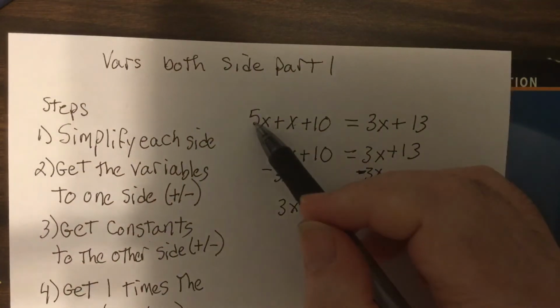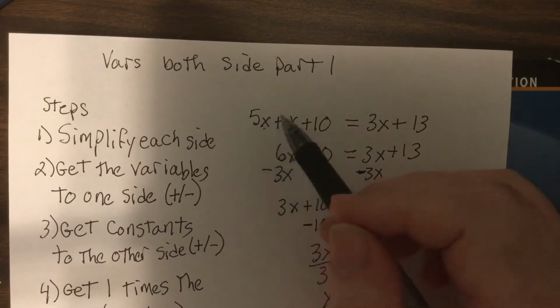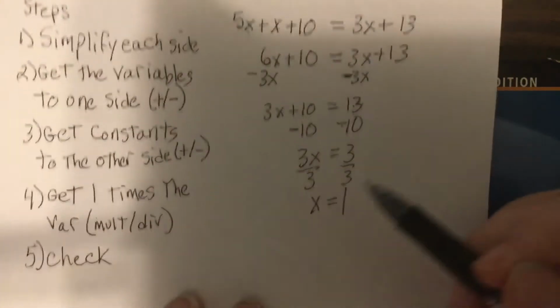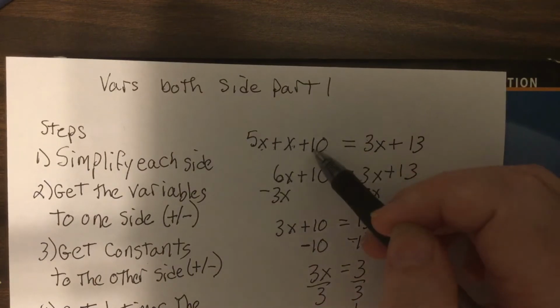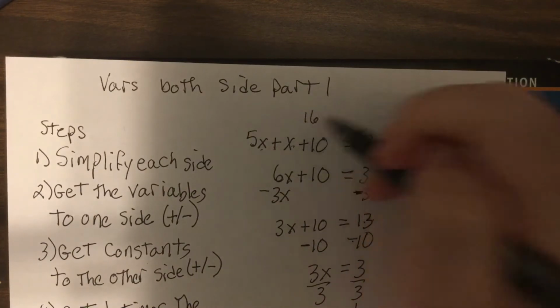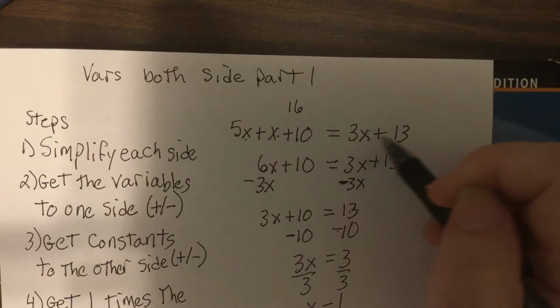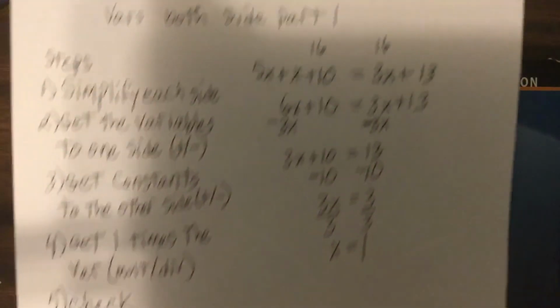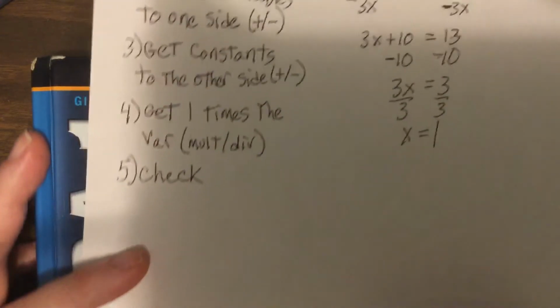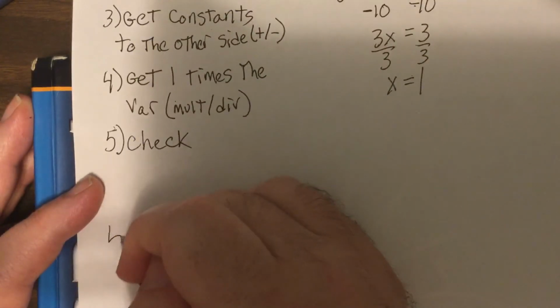So 5 times 1 is 5, plus 1 more because x is 1, that's 6, plus 10 is 16. 3 times 1 is 3, plus 13 is 16. 16 does equal 16, so that is the right answer. Woohoo! Let's try another one.